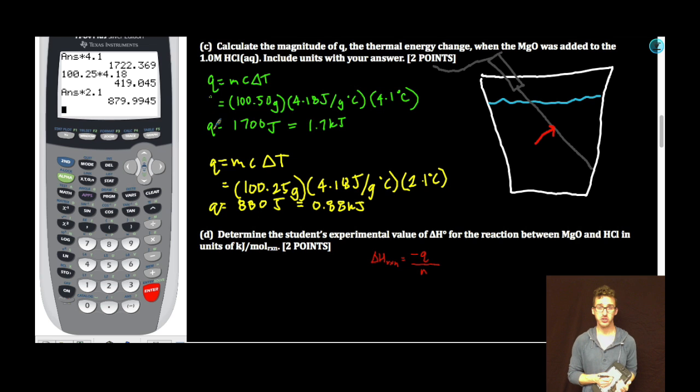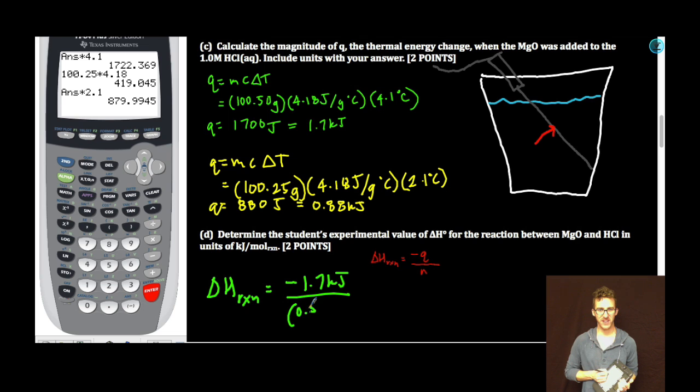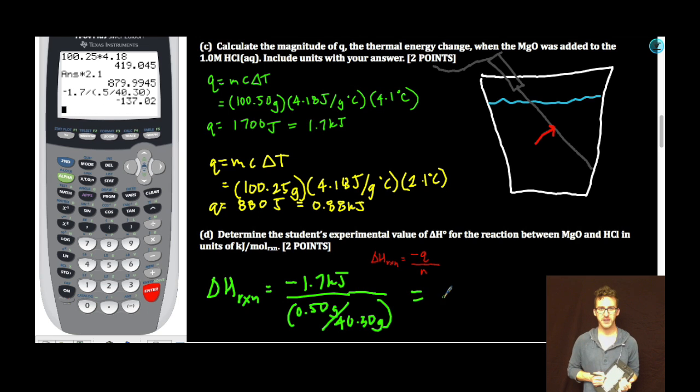So for that second trial, if I'm going to calculate the enthalpy change for the reaction, it's going to be equal to negative 1.7 kilojoules over, recall that for trial 2, we're working with 0.50 grams of MgO. So it's going to be 0.50 grams divided by the molar mass of MgO, which is 40.30 grams. So I'm converting to moles within this calculation. So negative 1.7 divided by (0.5 over 40.30), close parentheses, enter. To 2 sig figs, I get 140 kilojoules per mole of reaction.